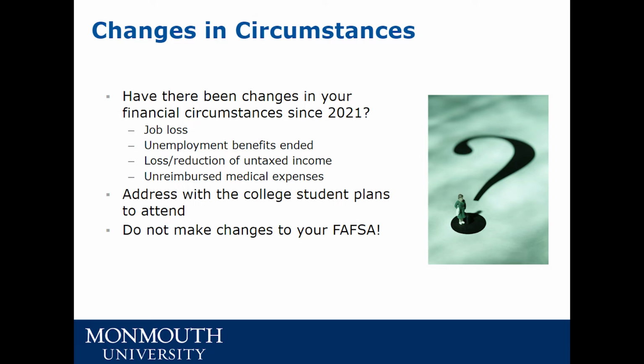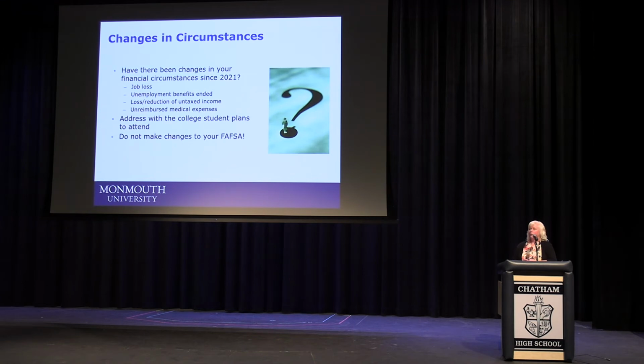So if there's been job loss since 2021, or you were on unemployment and those benefits have ended, you've gotten a loss or a reduction in some sort of untaxed income or benefit, or you have unreimbursed medical expenses. These are some of the types of things that a college can potentially look at and see if it changes the student's aid eligibility.